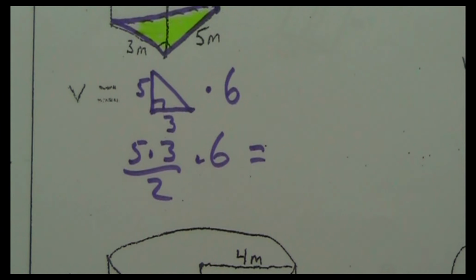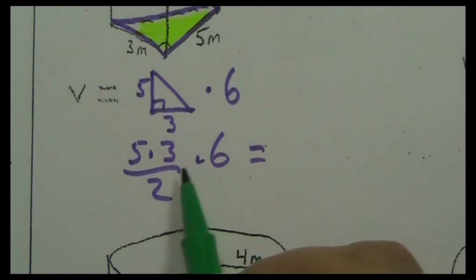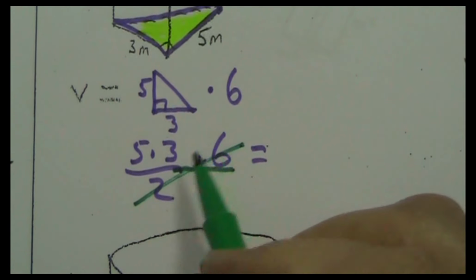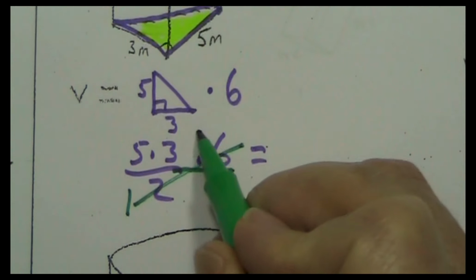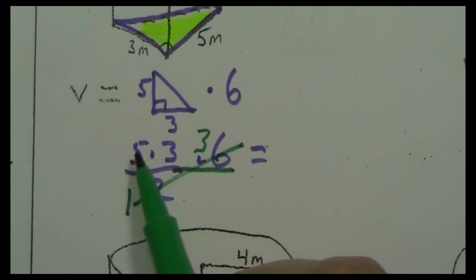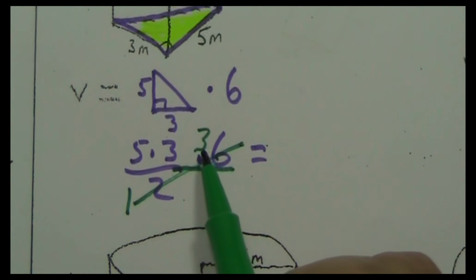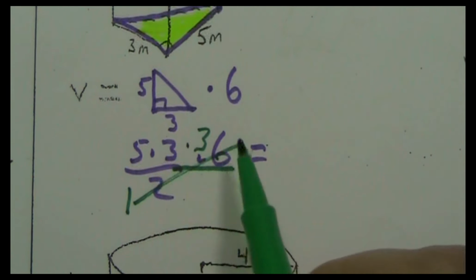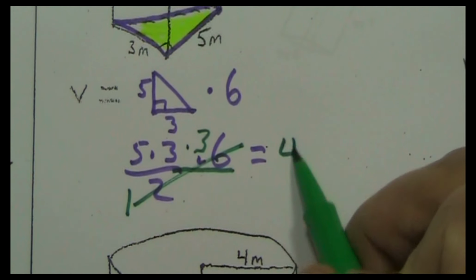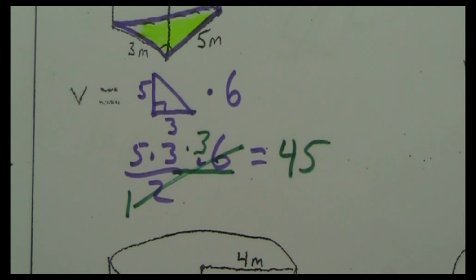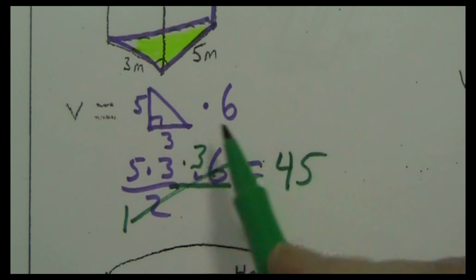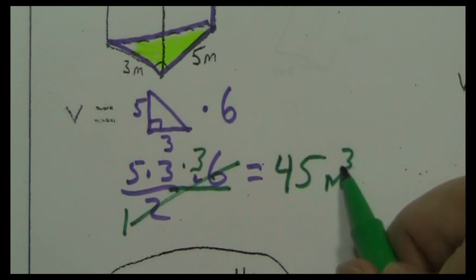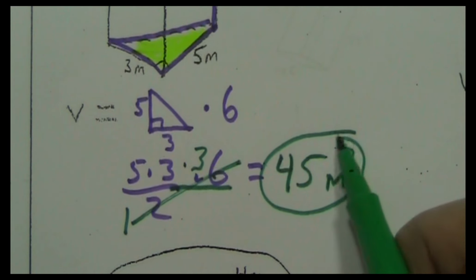Okay, if I don't have a calculator on hand, I'm just going to extend this over. This is times 6. 2 goes in there once, 2 goes in there 3. Now I have 5 times 3 times 3. Okay, well 3 times 3 is 9, and 9 times 5 is 45. The answer is 45. 45 and meter makes meter cubed. That is the volume.